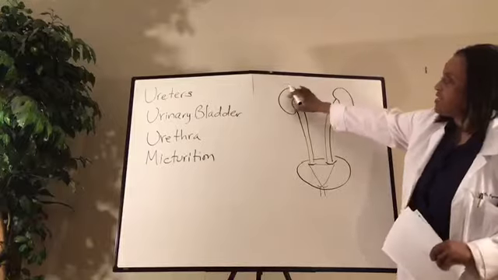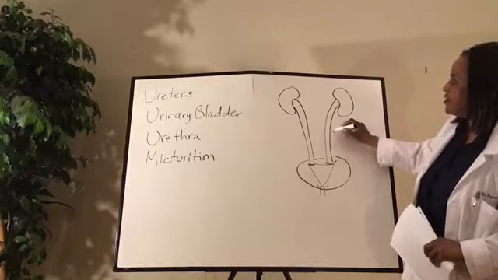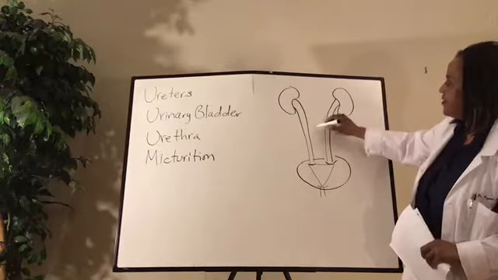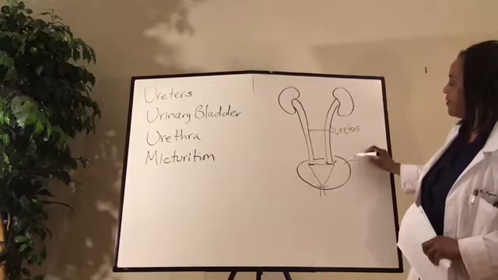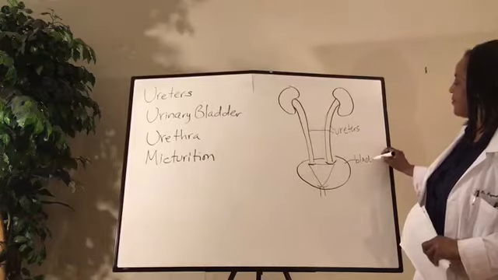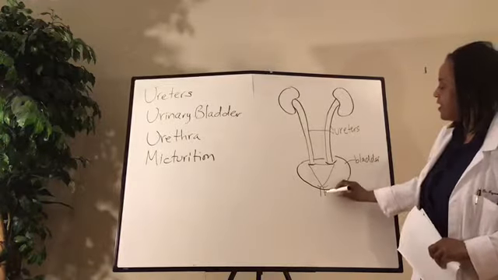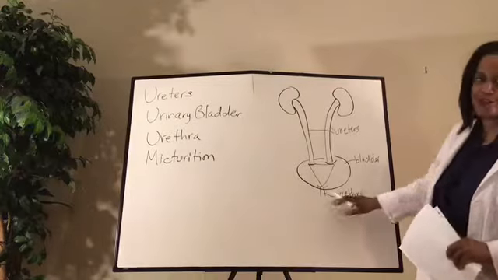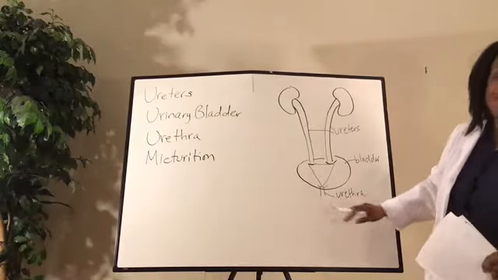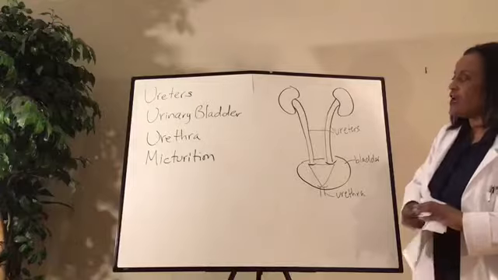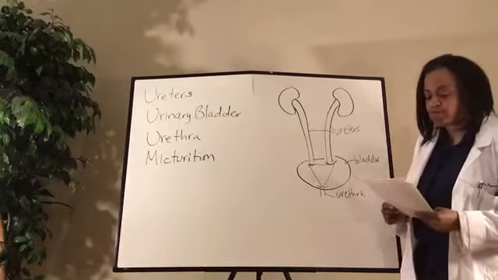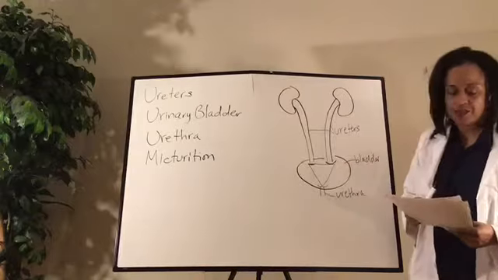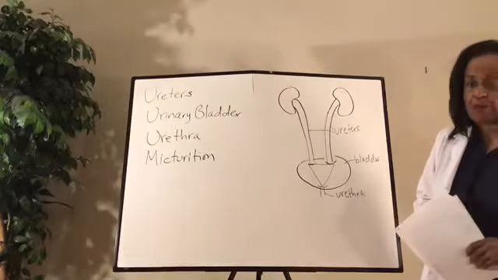So the kidneys here, ureters here and here, the bladder, and then the urethra here. This is a short urethra, so we'll just say this is in female, because the female's urethra is shorter. We'll talk about that in just a minute. So those are the ureters, right? Let's talk about the urinary bladder.